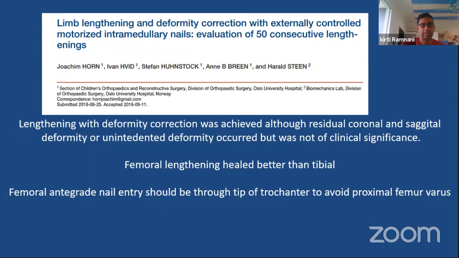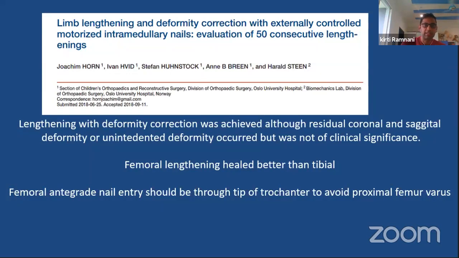What he found was that the lengthening achieved with the nail was adequate; they could achieve within 3 millimeters of their target of lengthening. But with the deformity correction, there was some amount of undercorrection, and sometimes unintended deformities were also created while using a nail, but they said that it was not of clinical significance. Obviously, they found this technique to be better than the external fixator in that the number of complications was less and the patient comfort was better.